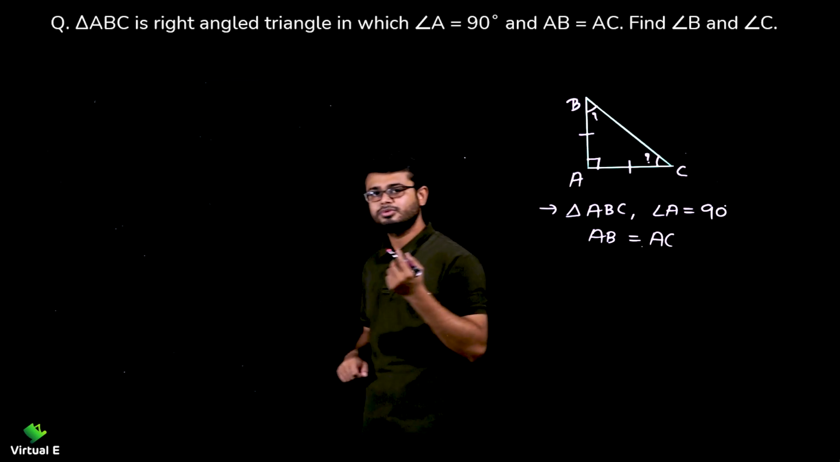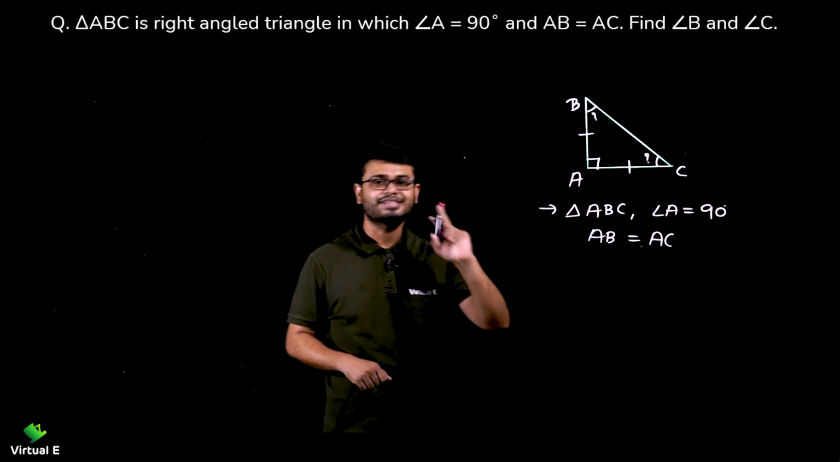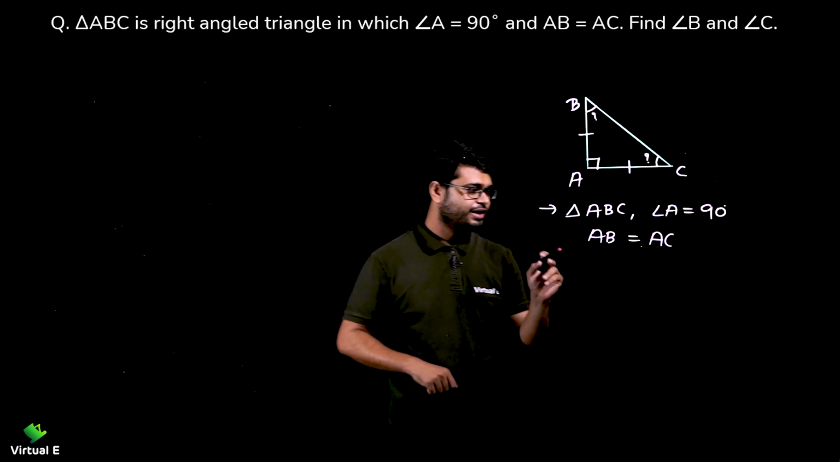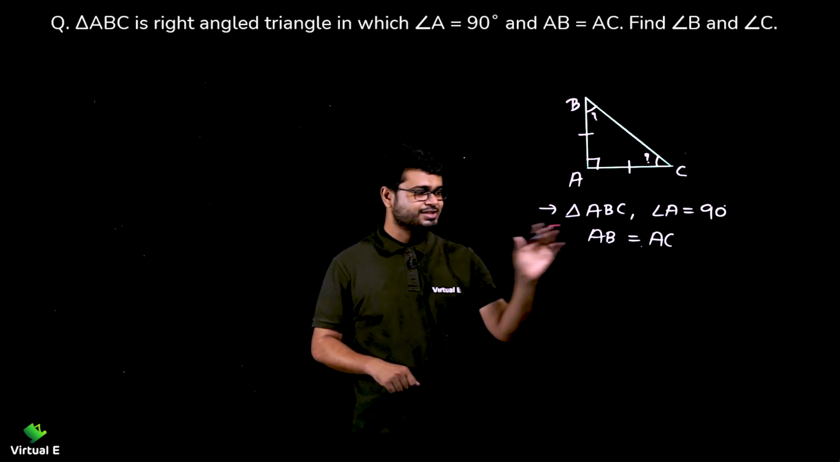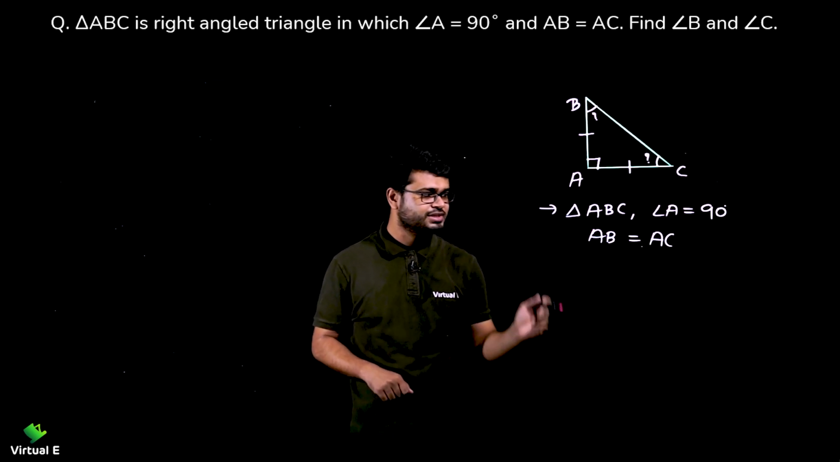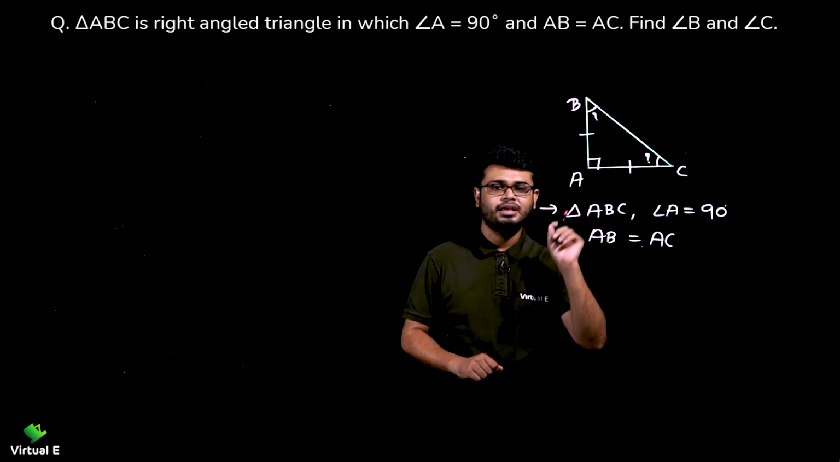Now what we are supposed to do? We are supposed to use the conditions. There are two conditions, triangle ABC, that is also a condition. If you can recall the previous question, then AB is equal to AC. So let's start with this one. AB is equal to AC. Apply the theorem. Angle opposite to equal sides are equal.